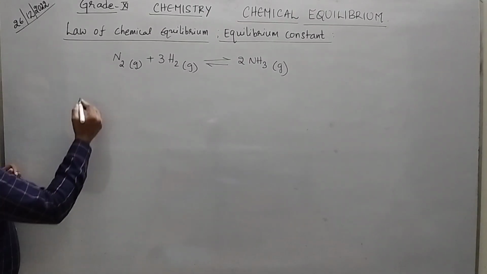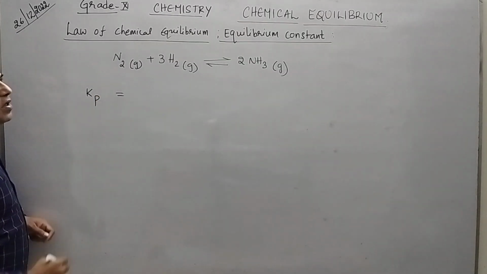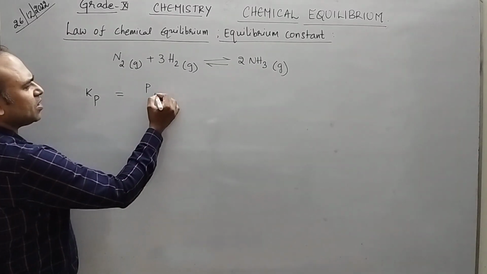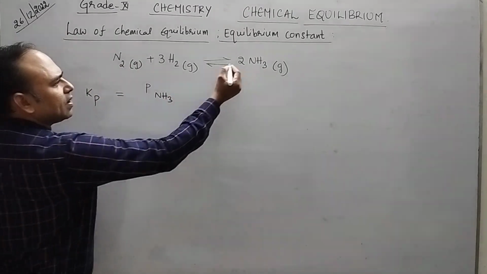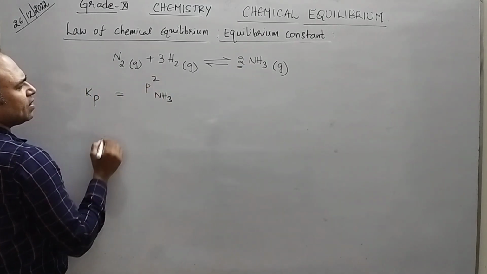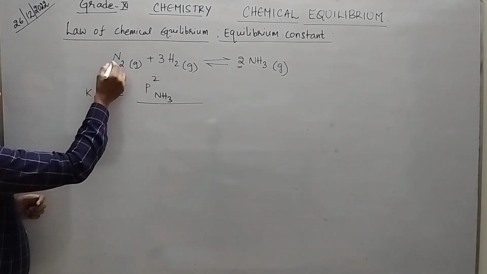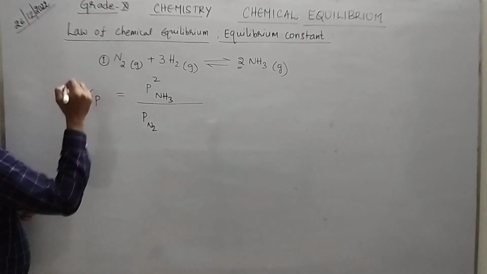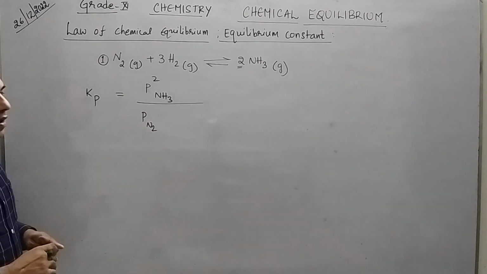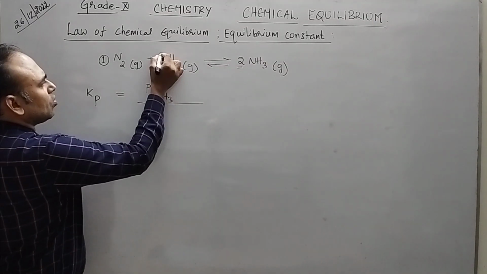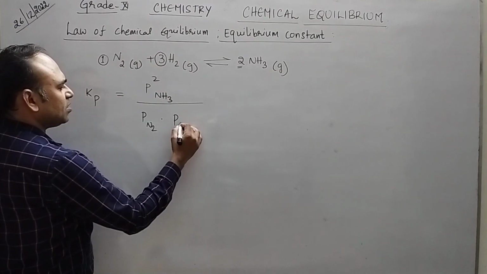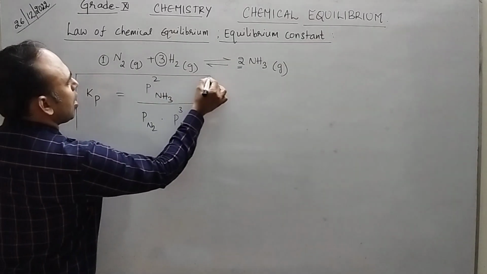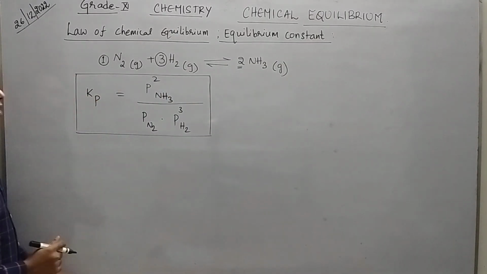Now we need to write the value of Kp. So Kp is equal to, instead of concentration we will write P, that is nothing but partial pressure of NH3. Here the coefficient is 2, therefore write it as P square, divided by partial pressure of N2, you can take it as coefficient 1, therefore no need to write the power of 1. Next, here the coefficient is 3, therefore partial pressure of H2 to the power of 3. So this is your equilibrium constant for gases.